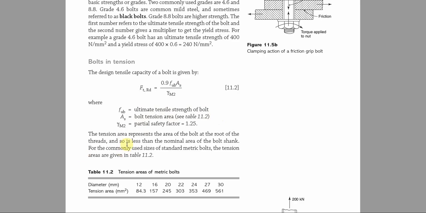Now the tension area represents the area of the bolt at the root of the thread, and so it's less than the nominal area of the bolt shank. For the commonly used sizes of standard metric bolts, the tension areas are given in this table 11.2. That is, for 12 mm, the tension area is 84.3, like that. These are tension areas for different bolt sizes.